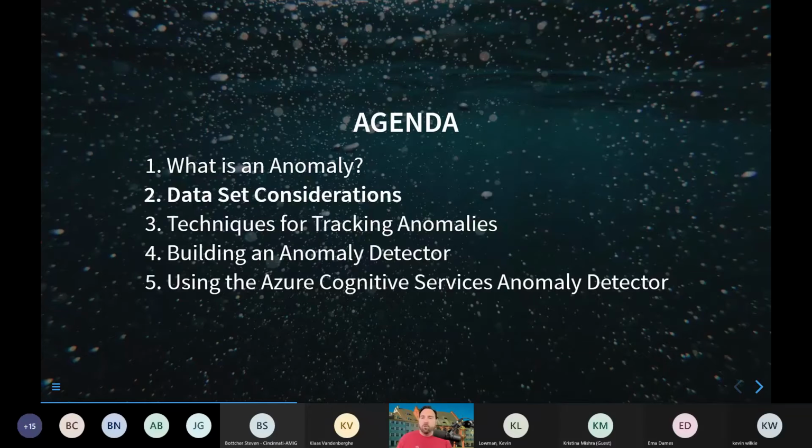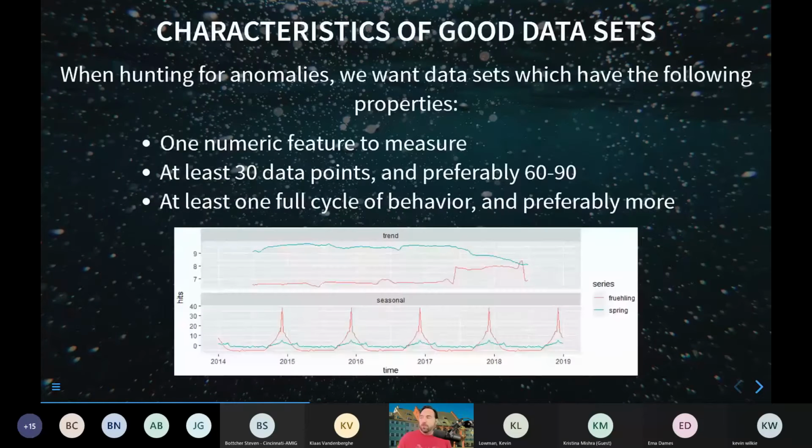Now let's talk about what we might do if we want to work on a data set that might have anomalies in it. So first thing that I want to talk about is what makes for a good data set. Well, when you're looking for anomalies, there are certain attributes of your data which are really important. Ideally, you have one numeric measure. So one feature that you want to measure over time, over a category, whatever, but it's one thing.